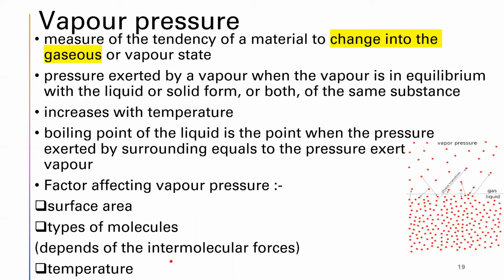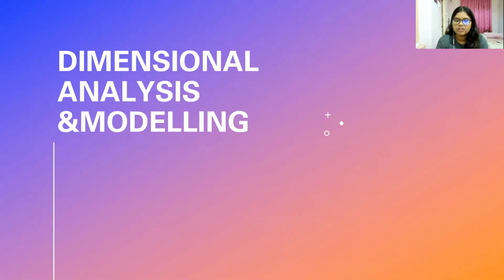So when the intermolecular forces are relatively strong, the vapor pressure will be relatively low, and vice versa. Temperature. When there is a high temperature, more molecules will have sufficient energy to escape from the liquid or solid. So when there is a low temperature, fewer molecules will have sufficient energy to escape from the liquid or solid.